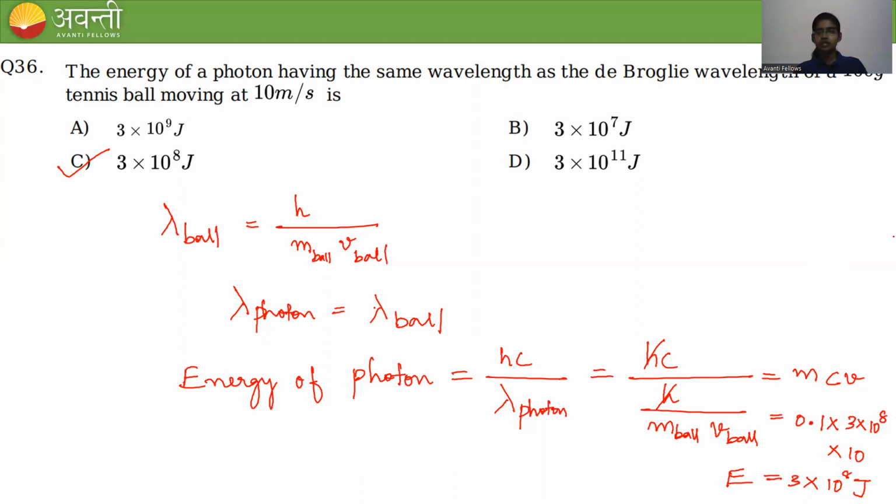So it is given in terms of gram. Mass is given in terms of gram. You have to convert it into kilogram. So 100 gram is equal to 0.1 kilo. Just on substitution, we'll get option C as the answer.